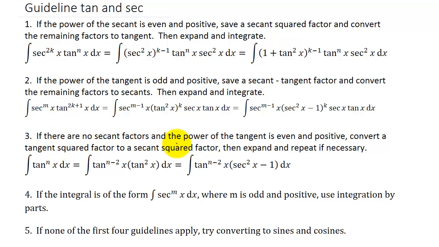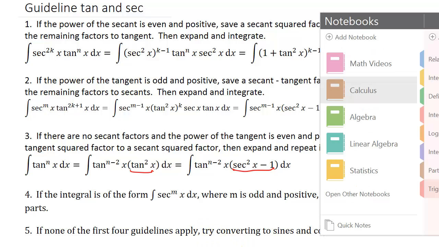If there are no secant factors and the power of tangent is even and positive, convert a tangent squared factor to a secant squared factor. Then expand and repeat if necessary. So basically, if this is an even number, I'm going to pull out a tangent squared factor, and convert it into secant squared minus 1. Alright, so let's take a look at our example.